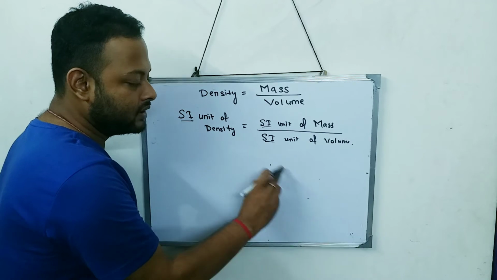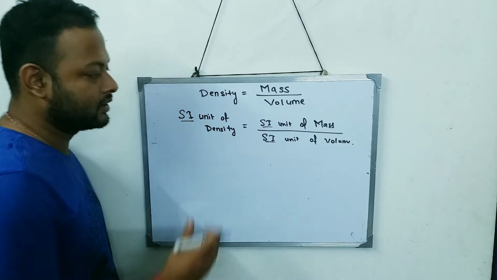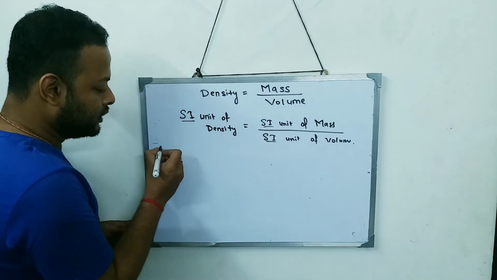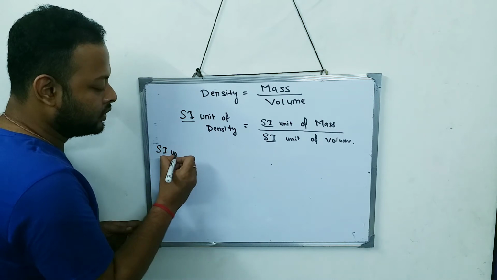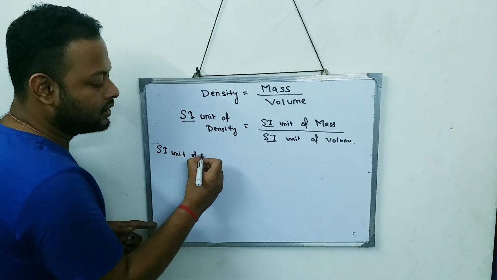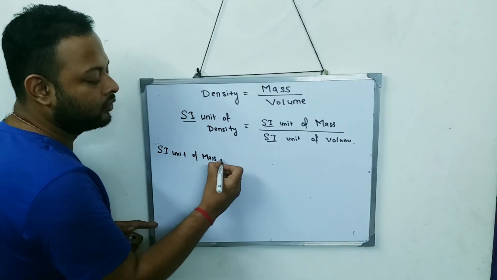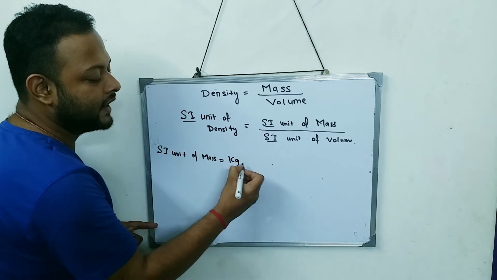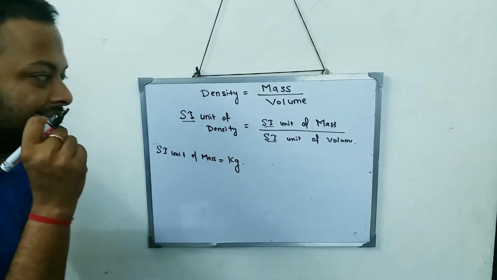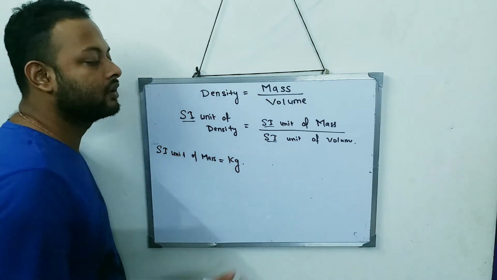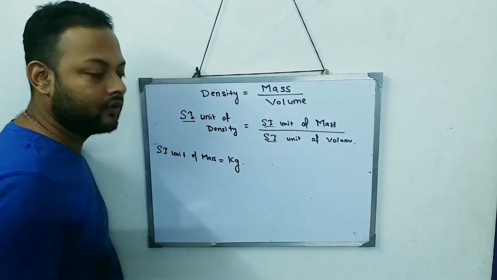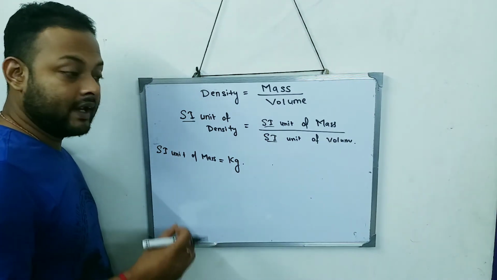Now what is the SI unit of mass? SI unit of mass is very easy. All of you know, it is called kg. Now here comes the most important thing. What is the SI unit of volume?